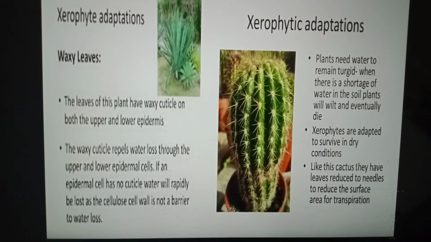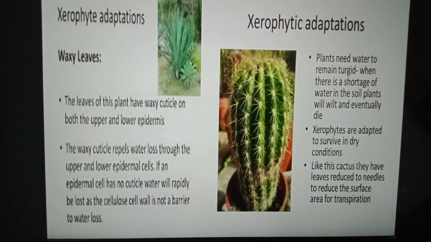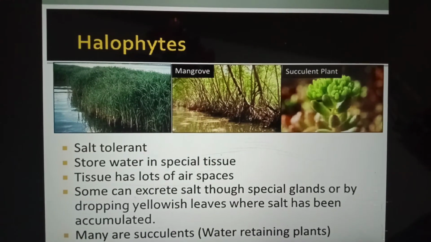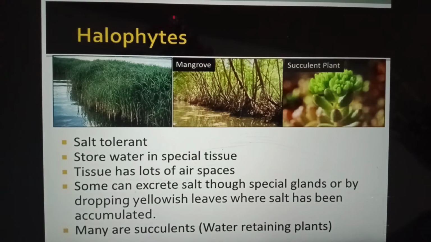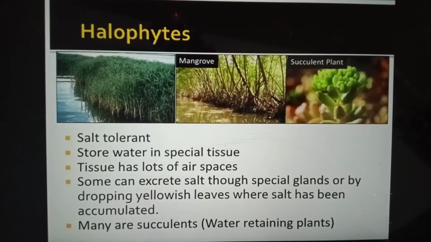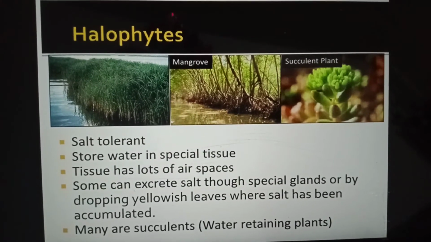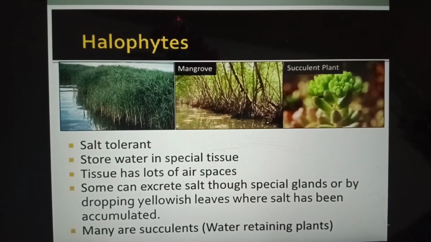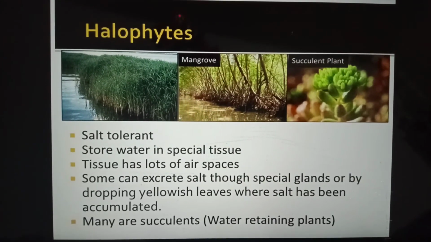Xerophytes are adapted to survive in dry conditions, like this cactus. They have leaves reduced to needles to reduce the surface area for transpiration. And now I will talk about halophytes. These are salt tolerant and water storing plants with special tissues. The tissue has lots of air spaces. Some can excrete salt through special glands or by dropping yellowish leaves where salt has accumulated. Many are succulents, and succulent plants are water retaining plants.